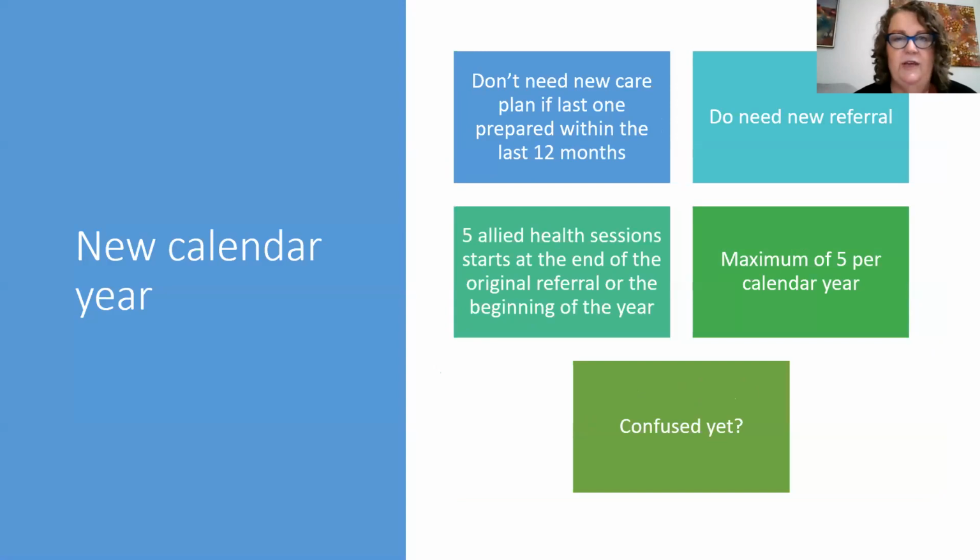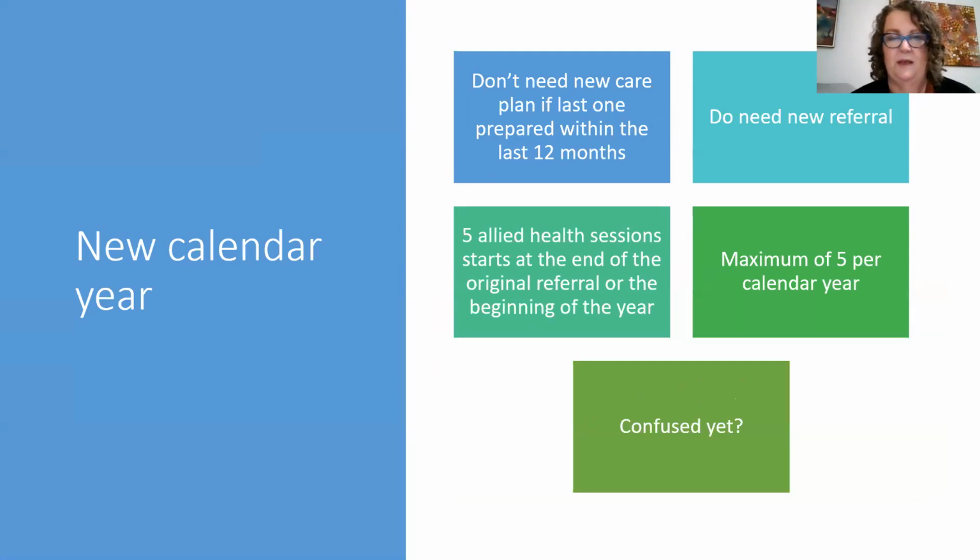What happens with a new calendar year? You don't need a new care plan if the last care plan was prepared within the last 12 months, but you do need a new referral. The patient does need a new referral. The 5 allied health sessions either starts at the end of the original referral or the beginning of the new year.